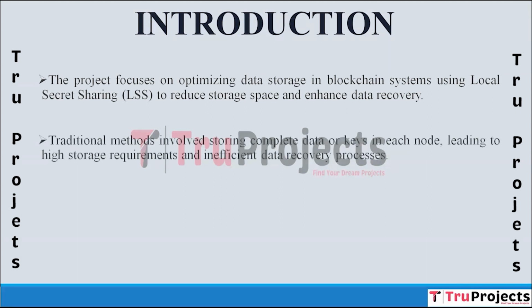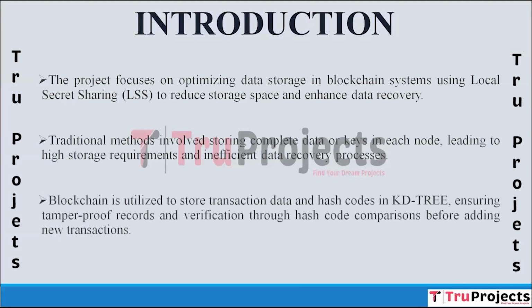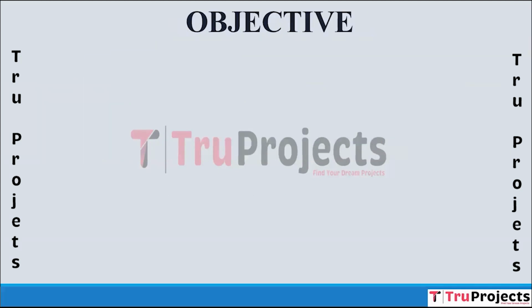Traditional blockchain storage methods involve storing complete data or keys in each node, which consumes significant storage space and hampers data recovery processes. LSS addresses these challenges by distributing data intelligently. Blockchain technology is used to secure data by converting it into transactions and generating verification hash codes. Data integrity is ensured through hash code comparisons before adding new transactions. This approach maintains tamper-proof records and enhances data security.